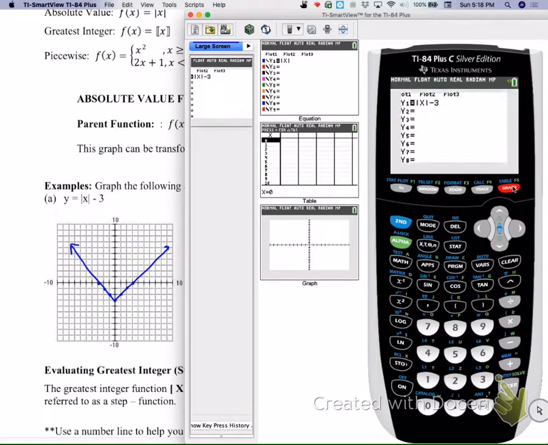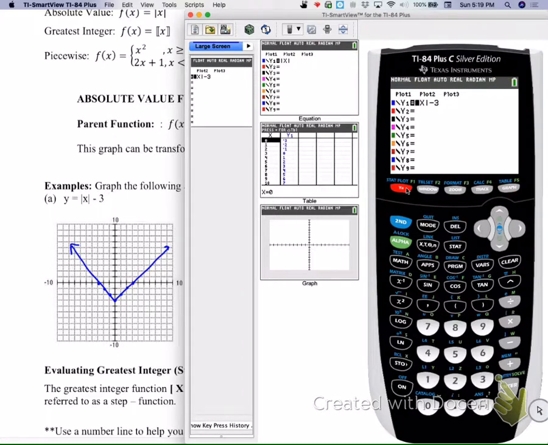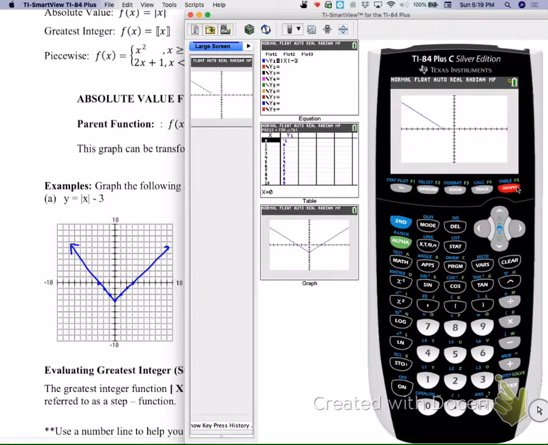Okay, so I'm going to hit graph. And that's comparing it to the graph that you can see over there on the left side of the screen. Looks exactly the same. You need to plot some points. There's your table. Okay, there you go. Now the other one, I want to put something inside the absolute value here. So that's going to be the plus 2. Come out here and get rid of this. And graph. This graph moves to the left. And there you go.